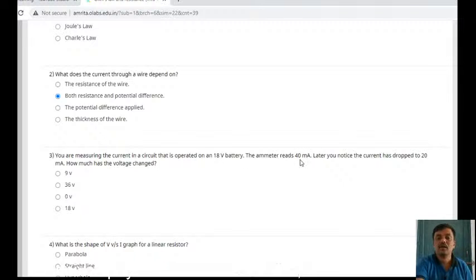Here what happened? Current became half. What happens to the potential difference? It will also become half. How much did the voltage change? It will also become half because V is proportional to I. We can write 9 volt. Is it right?